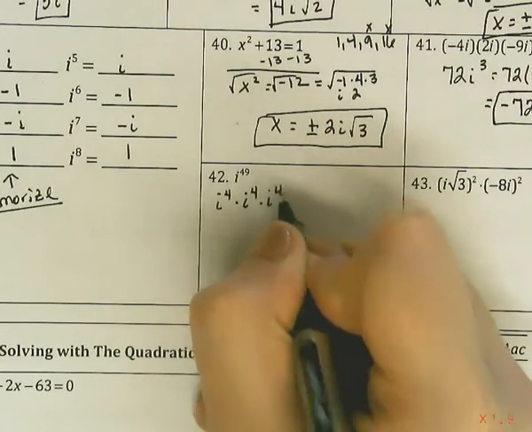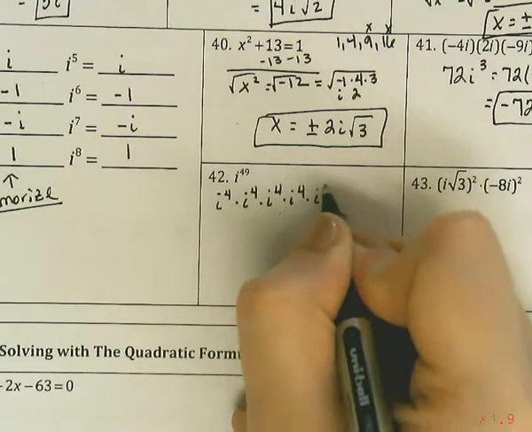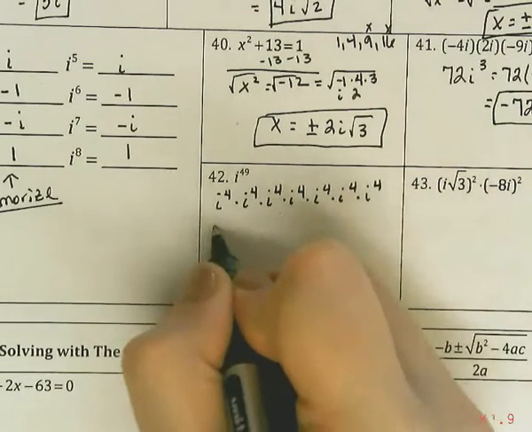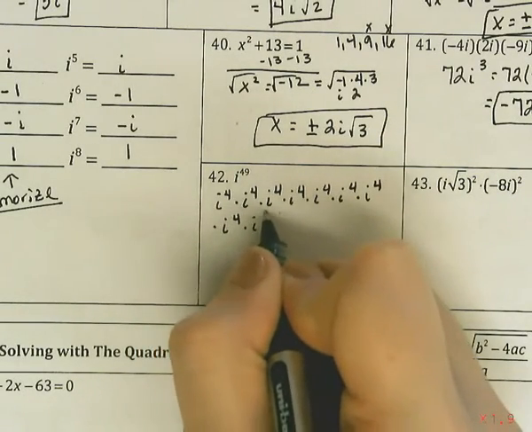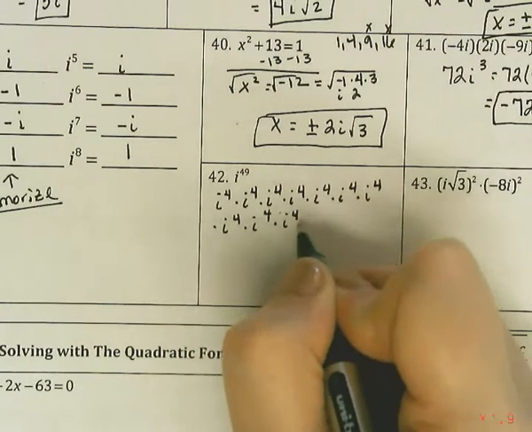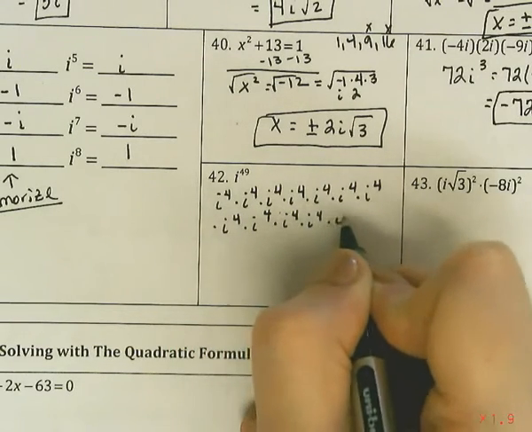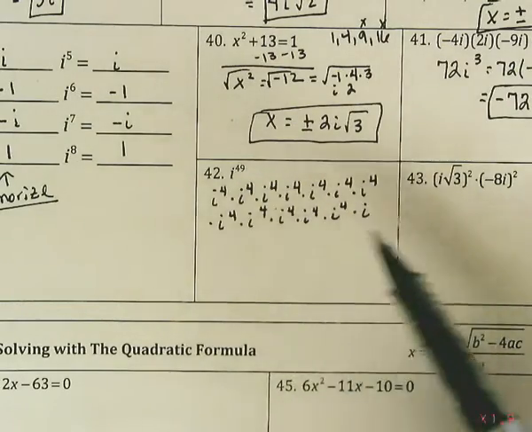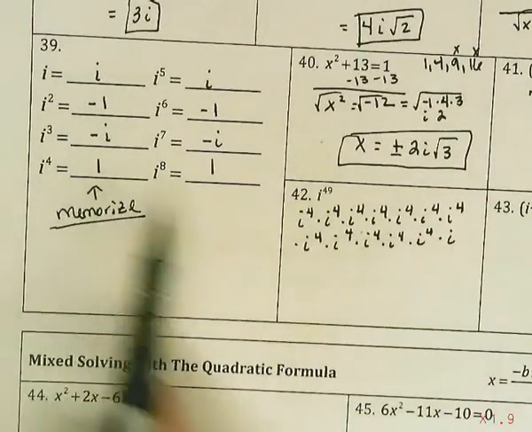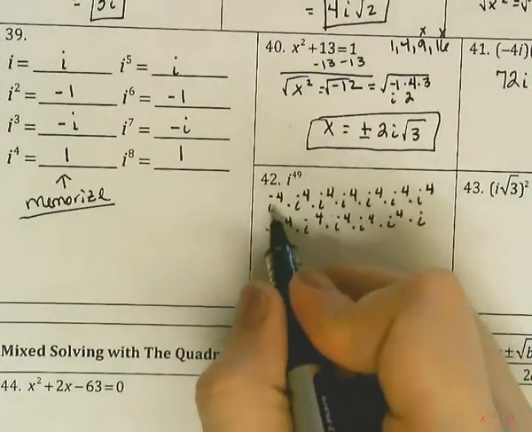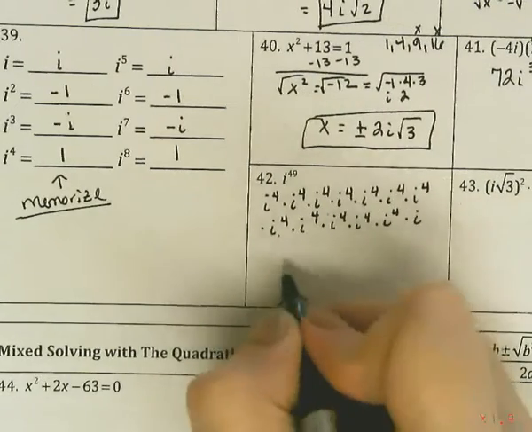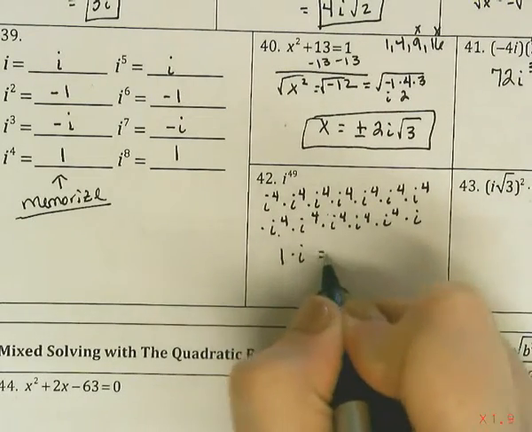4, 8, 12, 16, 20, 24, 28, 32, 36, 40, 44, 48. Okay, I have 48 i's and I need one more. Every time I wrote i to the 4th, it was equal to 1. i to the 4th is equal to 1. So 1 times 1 times 1, and so on, times 1. So 1 times i, or just i.